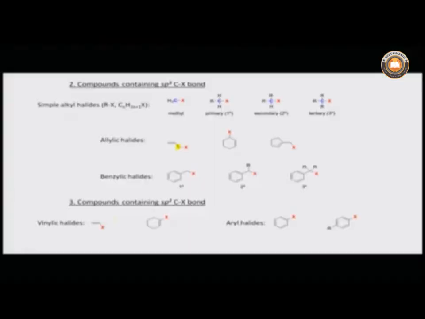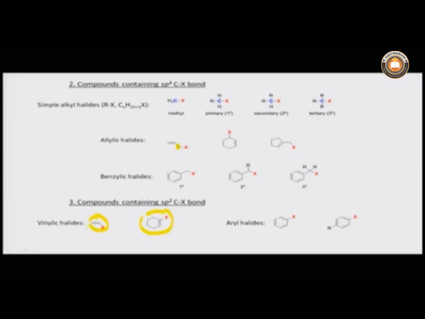For example, these two compounds here, the vinyl halides. So, this simply means that I have a double bond and the carbon involved in the double bond is attached to a halogen atom. So, these are examples of vinyl halides. They can be open chain compounds or they can be cyclic compounds.